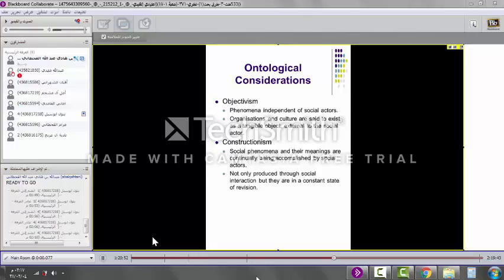Organizations and culture are said to exist as a tangible object external to the social actor. And this is very important, brothers. That you're not doing research in a vacuum. You're looking, you work with organizations, with different systems. And when you do social research, it's very dangerous. In the sense, if it's not objective, it may turn out with fake results that might harm people.